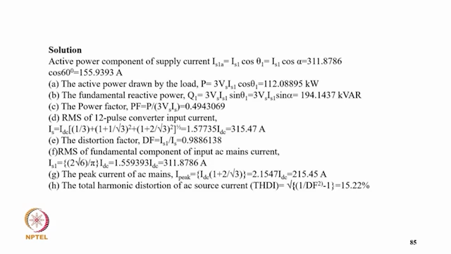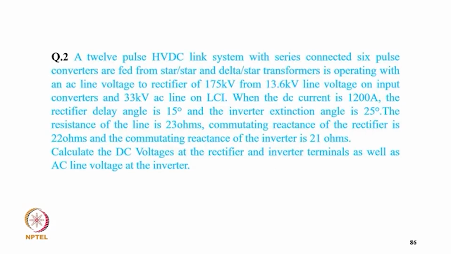The distortion factor DF equal to IS1 upon IS, so it comes 0.9886. The RMS of the fundamental component of input AC mains current is IS1 equal to 2 root 6 by pi into IDC, that comes 1.559393 IDC equal to 311.8786 ampere. The peak current of AC mains IP equal to IDC into (1 plus 2 pi root 3) equal to 2.1547 IDC equal to 215.45 ampere, and the total harmonic distortion of AC mains current is under root 1 upon DF square minus 1, that is 15.22%.